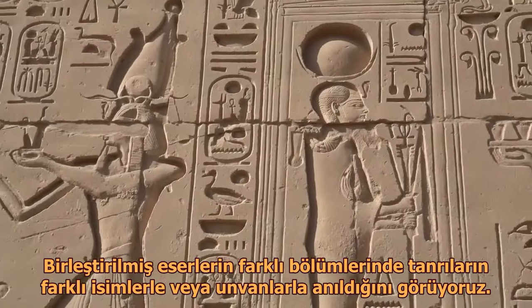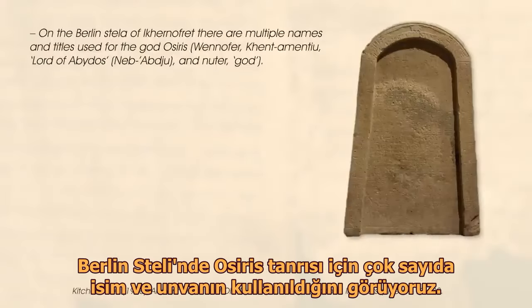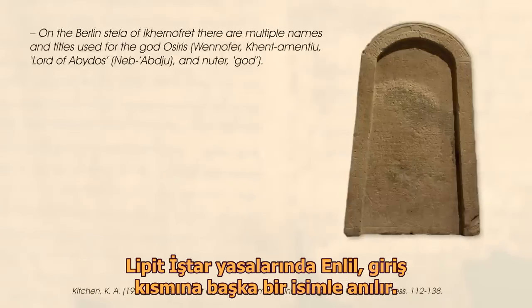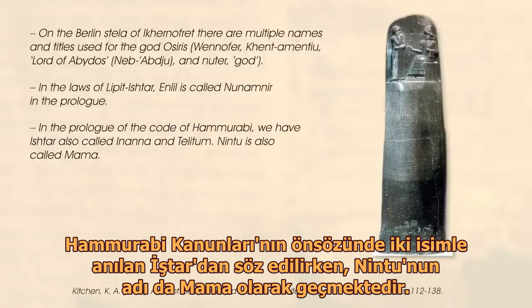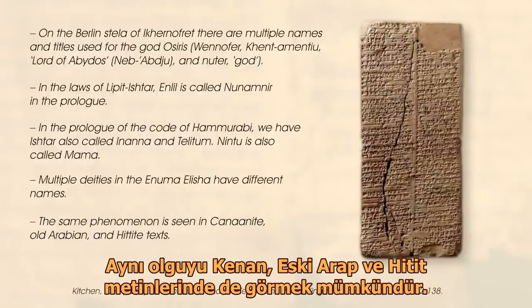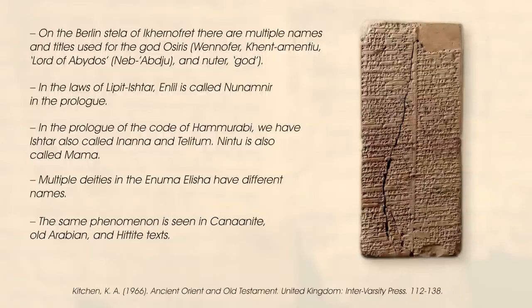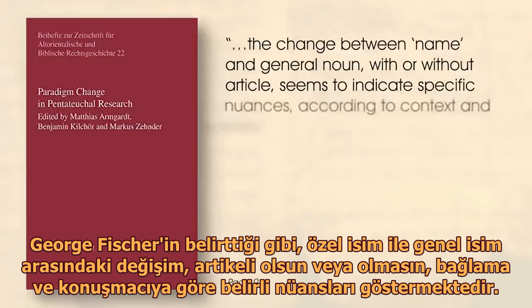We see deities are called by different names or titles in different sections of unified works. On the Berlin stele, we see multiple names and titles used for the god Osiris. In the laws of Lipit-Ishtar, Enlil is called by another name in the prologue. In the prologue of the Code of Hammurabi, we have Ishtar referred to by two names, and Nintu, also called Mama. Multiple deities in the Enuma Elish have different names. The same phenomena can be seen in Canaanite, Old Arabian, and Hittite texts. Using different names is not necessarily a sign of a different author. As George Fisher remarked, the change between name and general noun, with or without article, seems to indicate specific nuances, according to the context and speaker.